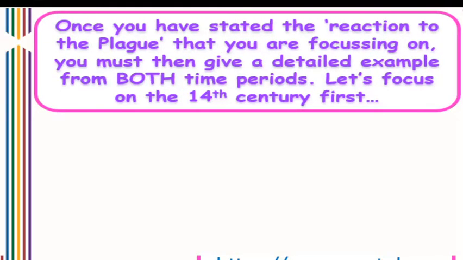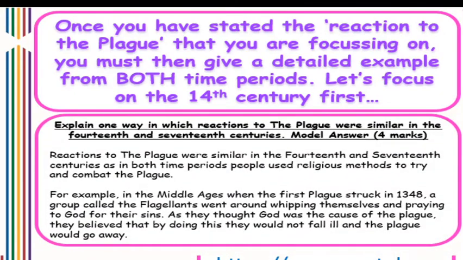So once you've stated the reaction to the plague or whatever the topic is that you are focusing on, you must then give a detailed example from both of the time periods. So let's start with the 14th century. I'd always start with the one that's first in the question. So I've put down here, following on from our sentence before, for example, in the Middle Ages, when the first plague struck in 1348, a group called the Flagellants went around whipping themselves and praying to God for their sins. As they thought God was the cause of the plague, they believed that by doing this, they would not fall ill and the plague would go away.